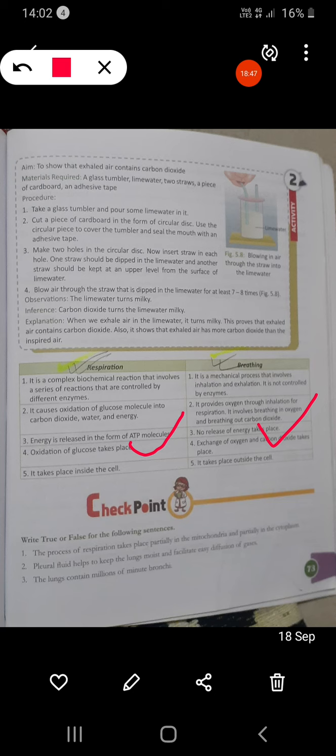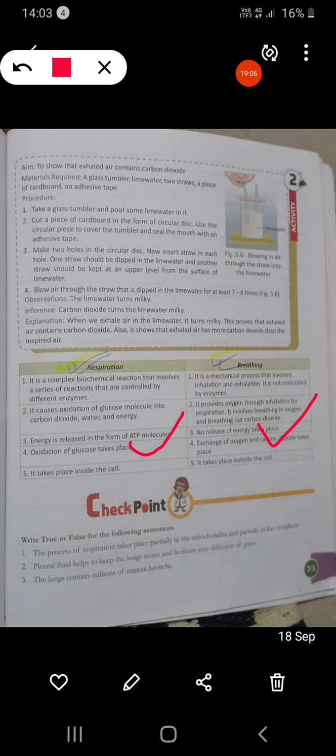So children, in short, if it is asked what is breathing, you can say this is the exchange of oxygen and carbon dioxide. And what is respiration? Simply you can say this is the oxidation of glucose, okay children.